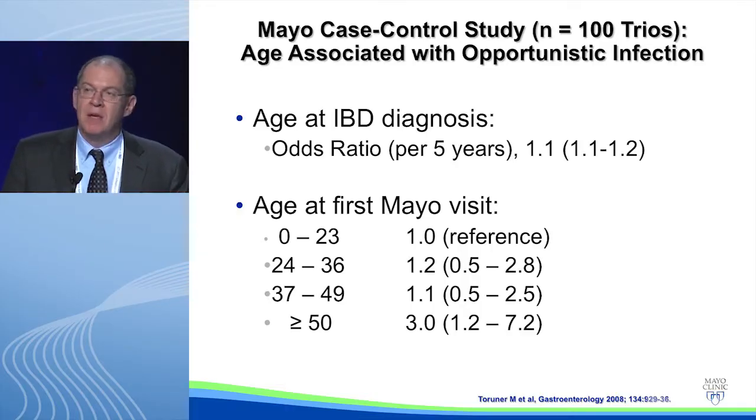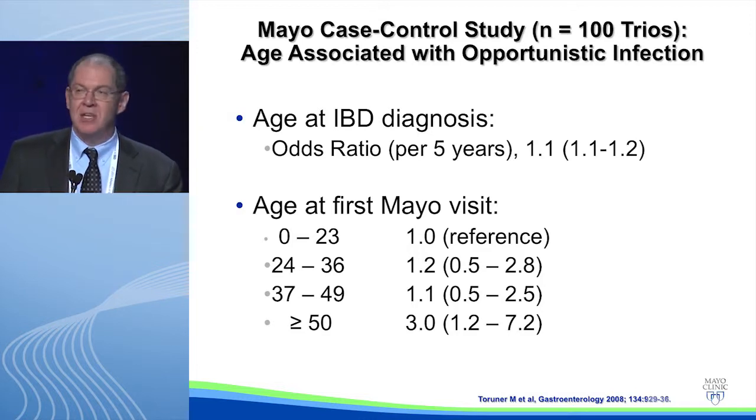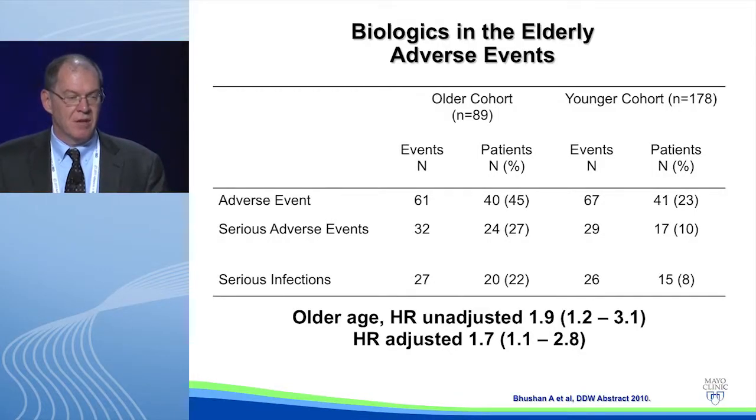We know from several studies, including this case control study that we did of cases with opportunistic infections and controls that didn't, that age is a risk factor for an infection. And as you go up by quartiles of age, you can see that you march right up in terms of relative risk of infection, such that the oldest group of patients above age 30 are 3 times more likely than the younger patients to have an opportunistic infection.